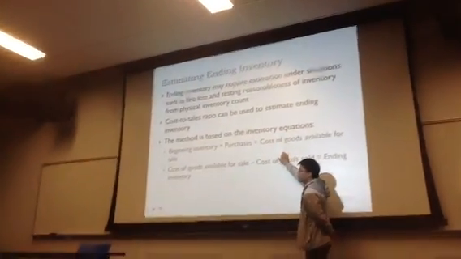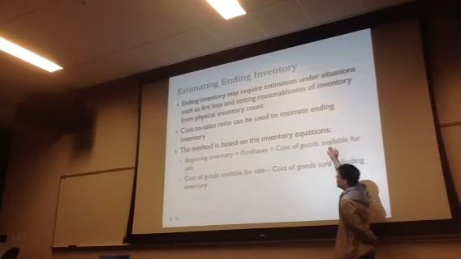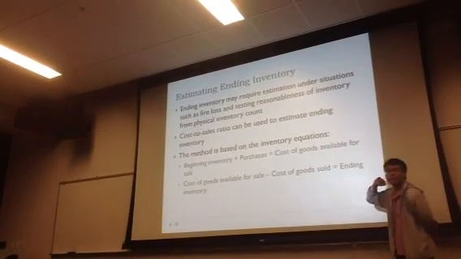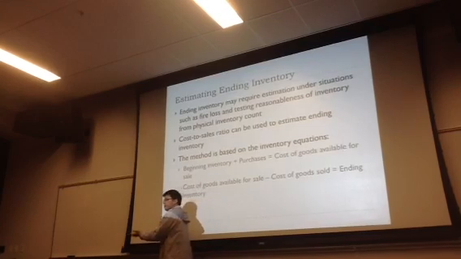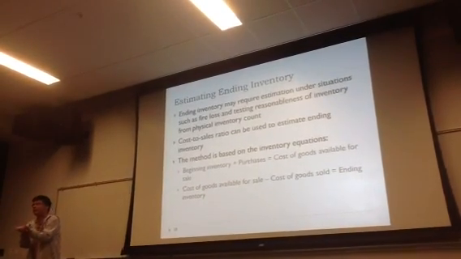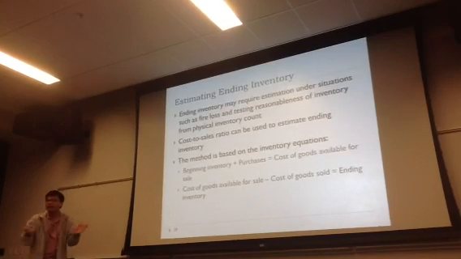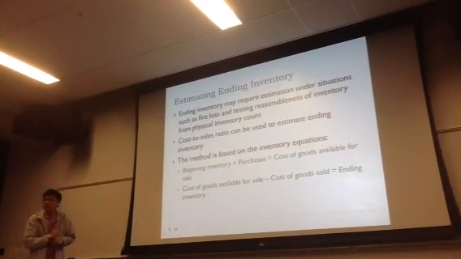And we are also going to use our equation, beginning inventory plus purchases. That gives you the cost of goods available for sale. Okay, so that is how much you have from the beginning plus how much you purchase from your suppliers. So if you add the two numbers up, you know how much you have that will be available for selling to the customers.